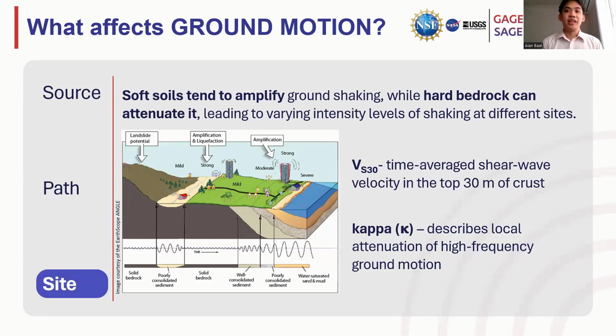First is the VS30, which is the time-averaged shear wave velocity in the upper 30 meters of the crust, and the kappa, which describes the local attenuation of high-frequency ground motion.